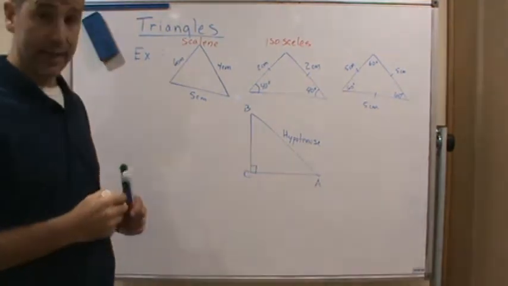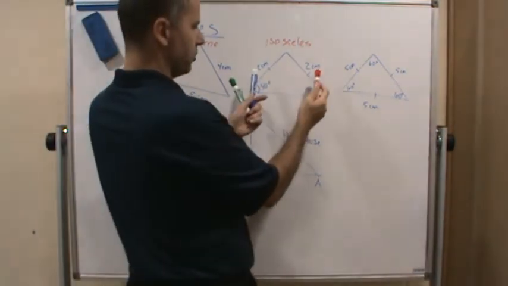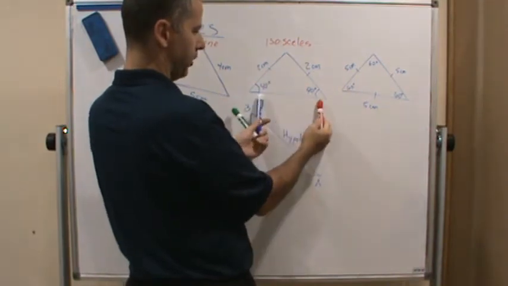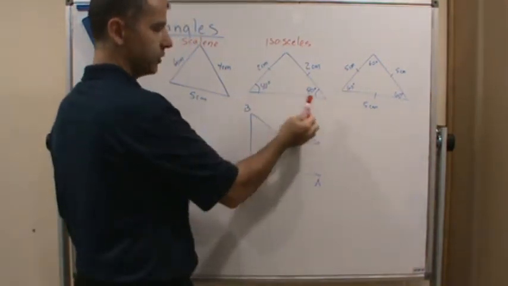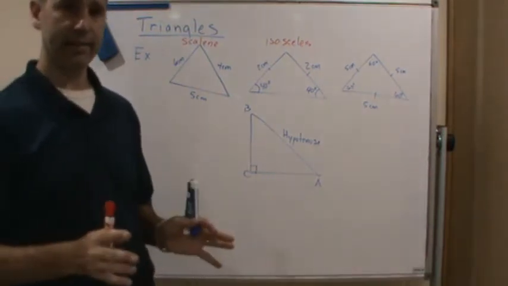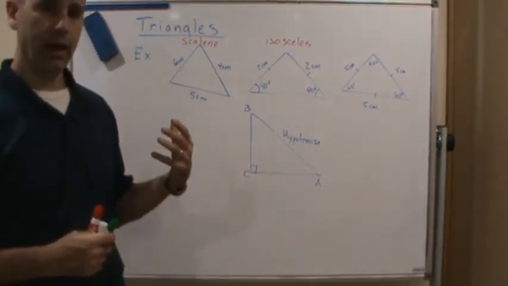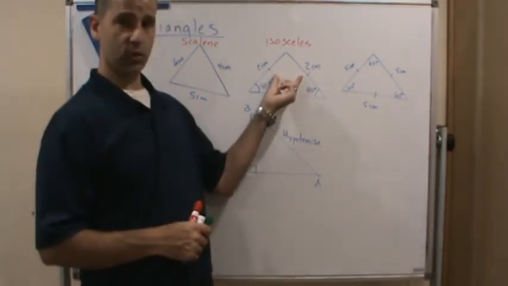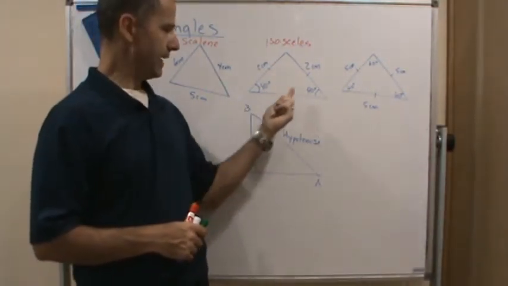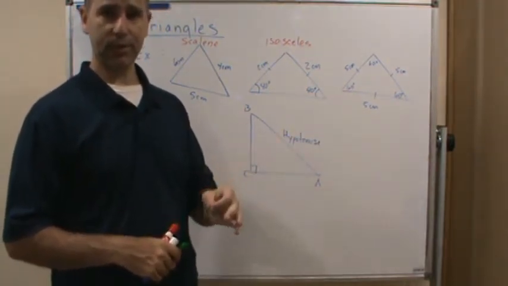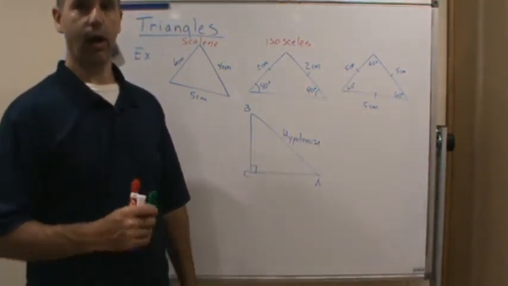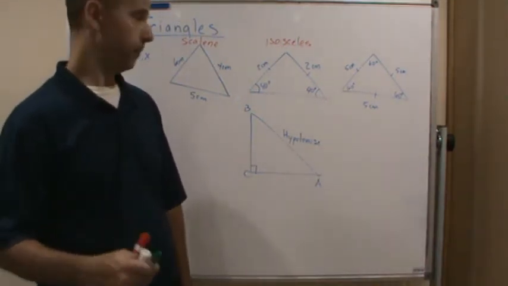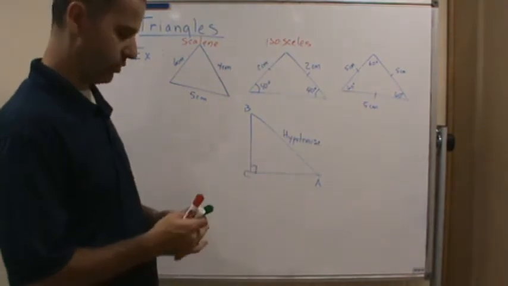So notice that the base angles, so these are the two sides that are equal, and so the angles that are opposite are called the base angles. And the base angles are always the same. If you have an isosceles triangle, one of the consequences or results is that not only are the two sides the same, but the base angles, which are the angles opposite those sides, are also the same measure. Okay, so this is an isosceles triangle.